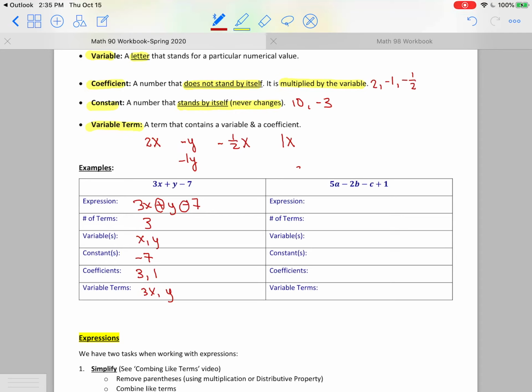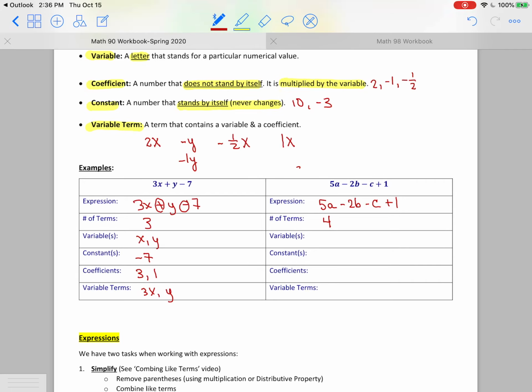Okay, guys, let's take a look at this second example here. 5a minus 2b minus c plus 1. That whole entire expression is included, that we call the whole thing the expression. Number of terms, well, we have 3 operations, and we can see on either side we have terms. We have 4 terms.